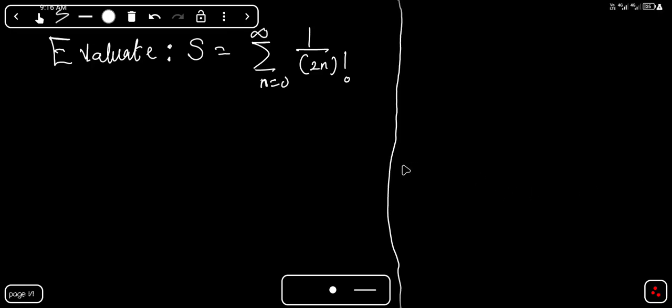So in today's video, we'll be solving this beautiful sum. We have the sum of 1 over 2n factorial, where n is from 0 to infinity. So guys, how do we solve this beautiful sum? It's so simple. The result is so nice.